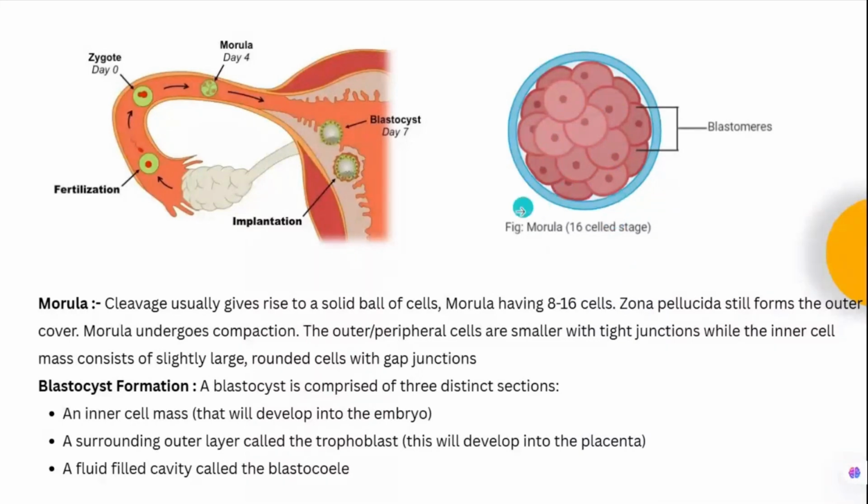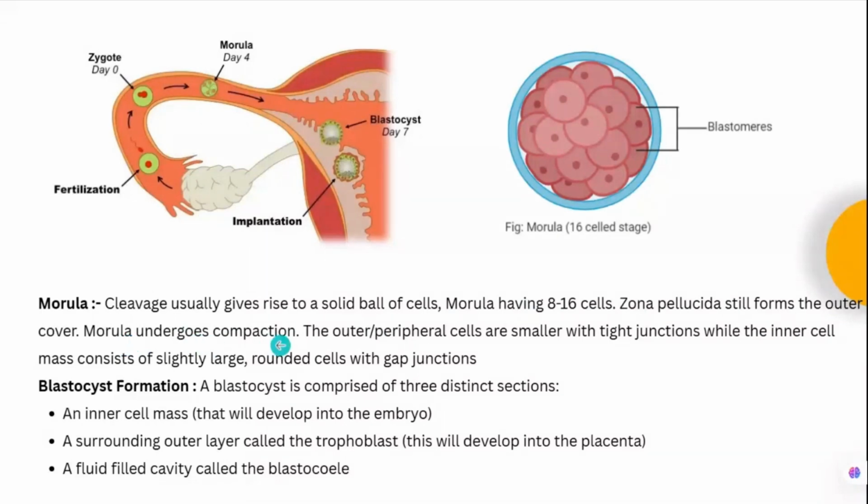The morula is typically the 16 to 32 cell stage. So what is morula? These are all questions which are asked in the examination. Cleavage usually gives rise to a solid ball of cells. Morula has around, not 8 to 16, few authors say 16 to 32 cells. The zona pellucida still forms the outer cover.